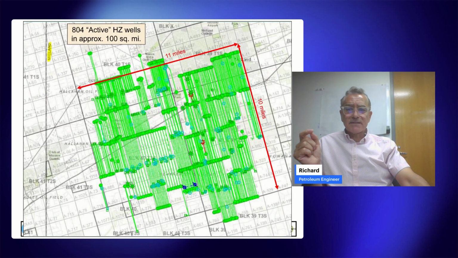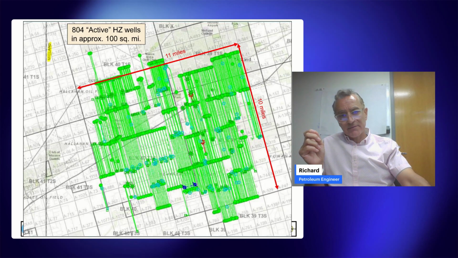Now, this is basically the area that I'm looking at. It's approximately 11 miles in an east-west direction, and north-south is about 10. But for all intents and purposes, you can see there are some blank spots in there, so I'm just saying it's approximately 100 square miles. There are 804 active wellbores in that 100 square miles, which is literally sitting right underneath Midland, and you can see Odessa just over here.